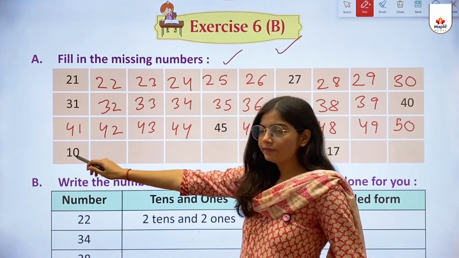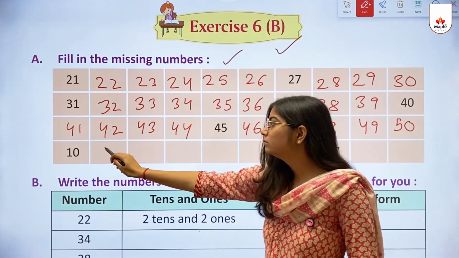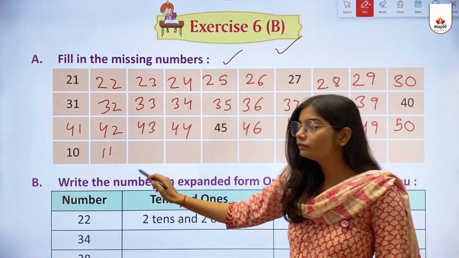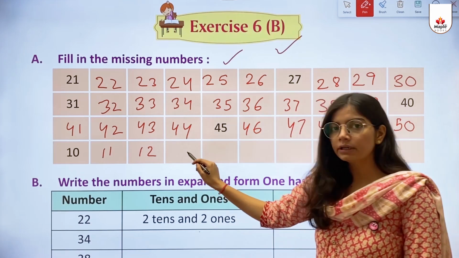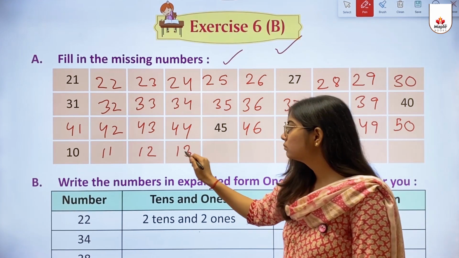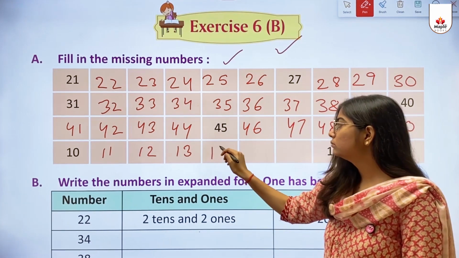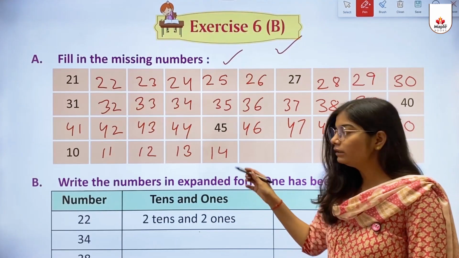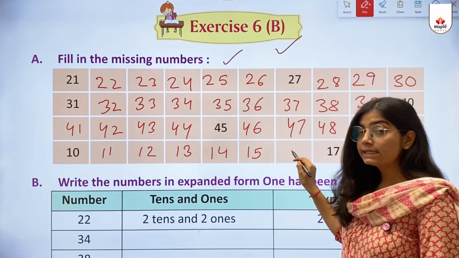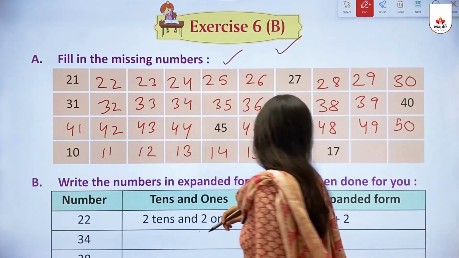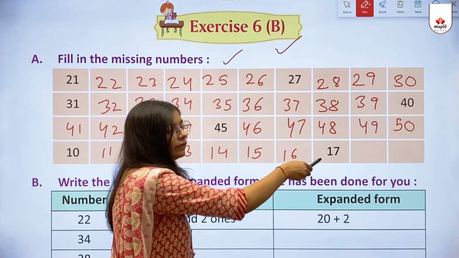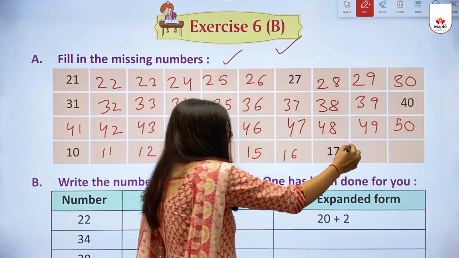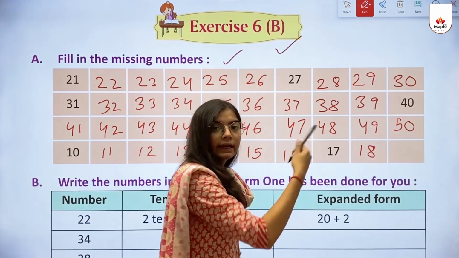Then here we have 10, after that 11, 12, 13, 14, 15, 16, then we have given 17, then 18, then 19.